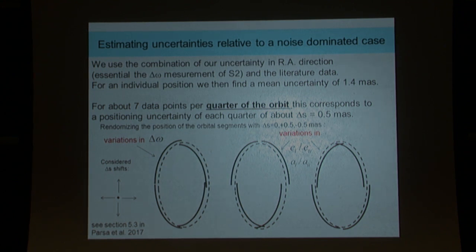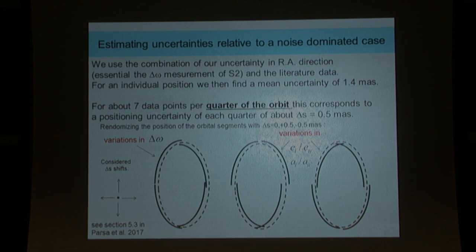That has been quantified here now. We take 7 data points, we use 1.5 milliarcseconds as an intrinsic uncertainty of the positional measurements, and then we are allowed to shift to the left, right, up and down, or just leave each orbital quarter as it is, by about 0.5 milliarcseconds.